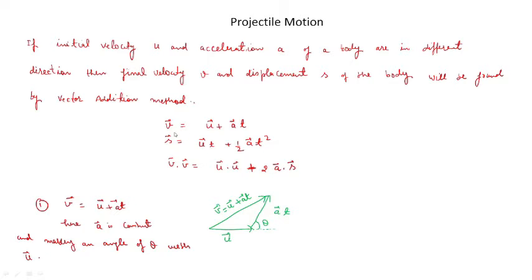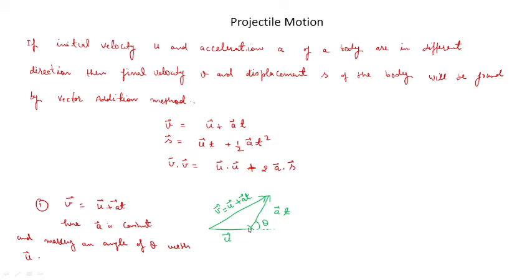The first equation of motion in vector form we can represent as follows. Here u is the initial velocity and it is represented by the vector u, and at is the other vector which is making an angle of theta in the anti-clockwise direction from vector u. Then the resultant vector v will be equal to vector u plus vector at.